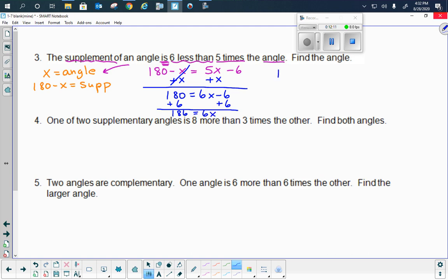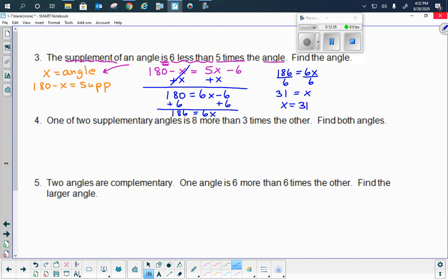I'm just going to rewrite that just so I don't run out of room. All I'm doing is rewriting it up there. And then I'll divide by 6 on both sides, and I will end up with 31 equals x. I hope you're comfortable knowing that's the same as x equals 31. Rewrite it if you want to for yourself. That's exactly the same as saying x equals 31.